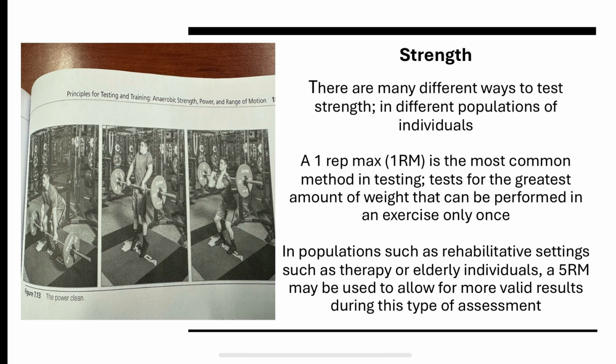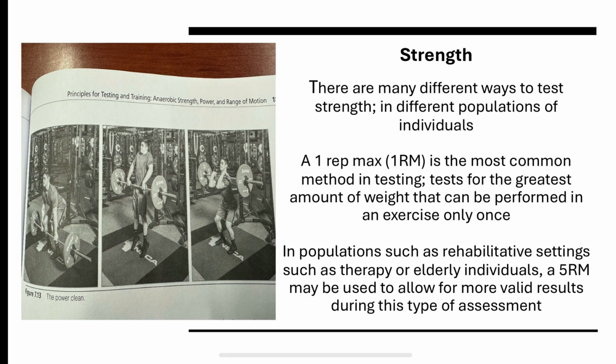In populations that are filled with individuals who may be elderly or recovering from certain types of injuries and going through rehabilitation, a 5 rep max is used to allow for a more valid assessment. This 5 rep max is used to progressively build strength in a recovering muscle or joint, while managing the risk of re-injury by staying within a controlled repetition range.